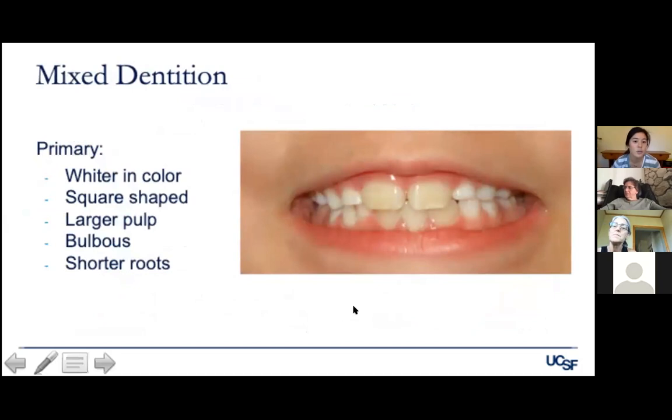Kids that are school age are in a phase called mixed dentition. Basically, you have both permanent and baby teeth. When you're looking at primary teeth, the baby teeth are usually whiter in color. As you can see here, these are a little whiter, a little smaller, and more square shaped. They have shorter roots, so if they have trauma, they're more likely to come out. There's nothing really holding that tooth in. And they have larger pulps, so if they get cracked, you're more likely to have that pulp exposed, which can require more dental treatment.